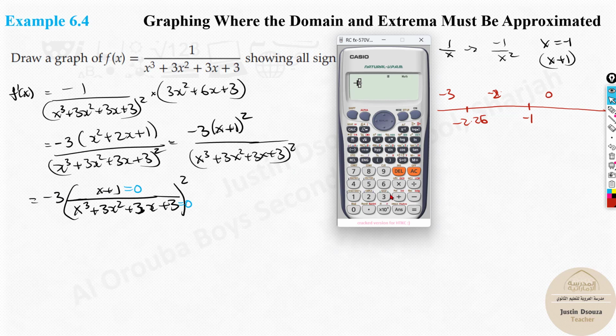And minus 3 is outside. Minus 3 multiplied with, okay, I will use the bracket here because it's whole square. Alpha x plus 1 divided by alpha x cube plus 3 alpha x squared plus 3x plus 3. And close the bracket over here and square it up. Now what you do is you need to press calculate at different values. This is at minus 3. Let's calculate what's happening at minus 3.